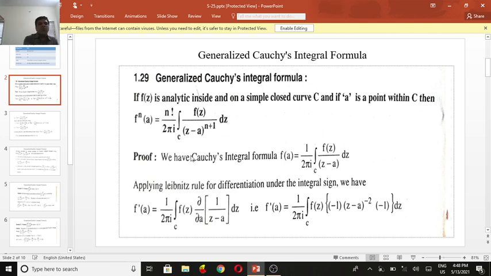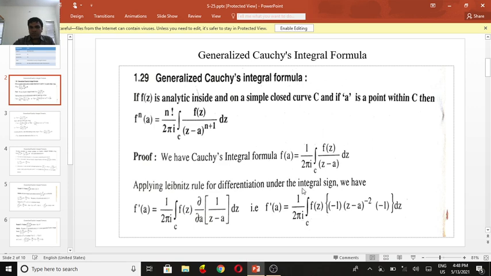So by using the Cauchy integral formula, f of A equals 1 by 2 pi i integral over C of f of z divided by z minus A, dz. By applying the Leibniz rule for differentiating under the integral sign, the first derivative equals 1 by 2 pi i integral over C of f of z times the partial derivative with respect to A of 1 by z minus A, dz. This is the formula for differentiation under the integral sign.